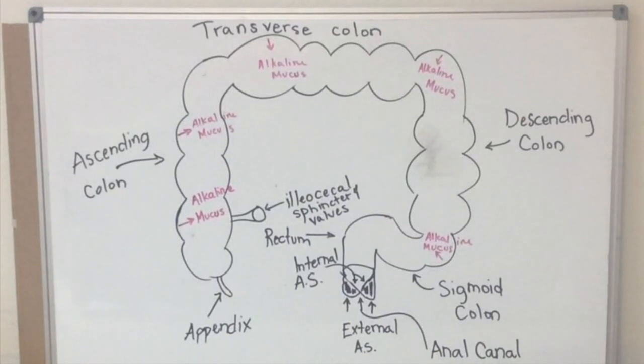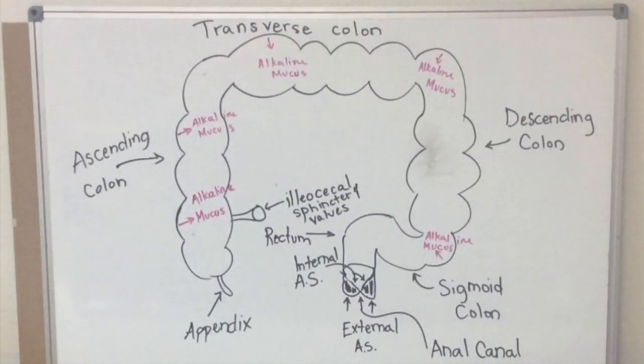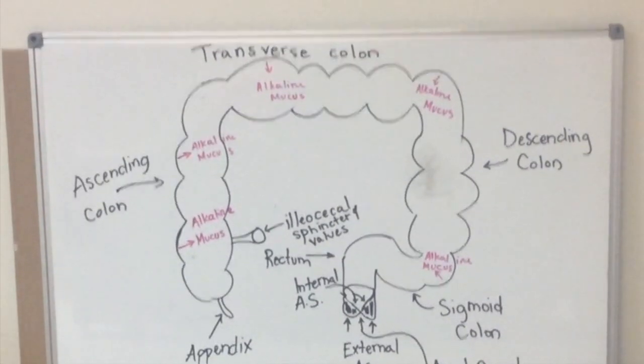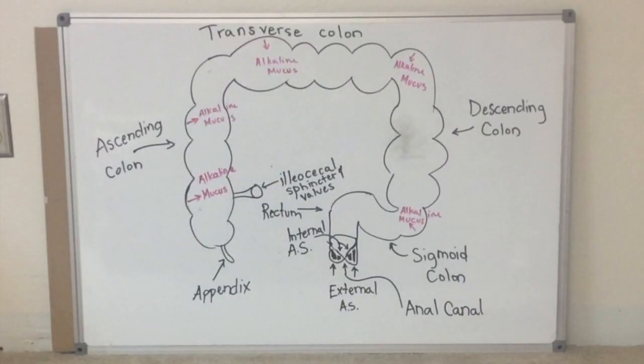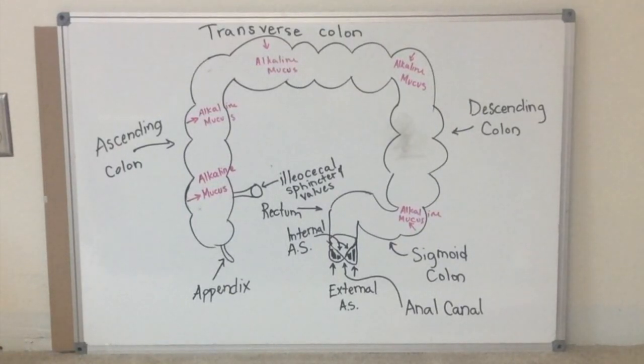By the time chyme reaches the large intestine, digestion has been completed. This means that the large intestine does not secrete any digestive enzymes. However, the large intestine does secrete an alkaline mucus. This alkaline mucus serves four main functions. First, it protects the large intestine from mechanical and chemical injury. It lubricates to facilitate the movement of feces throughout the large intestine, and it neutralizes acids produced by local bacteria.